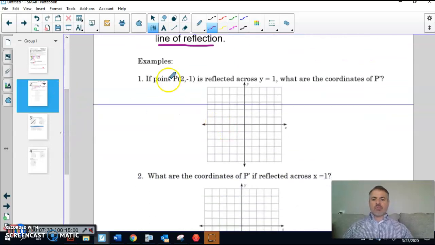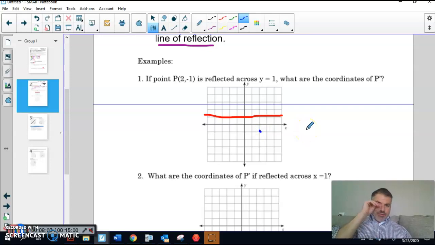So to illustrate that, I have a simple example down here. We need to take this pre-image point P, which is at (2, -1), and reflect it across y = 1. So y = 1, I quickly recognize that as a horizontal line crossing at 1, and so I'll draw it in right here. Let's draw it in red. So I'm going to draw reflected over y = 1. Let's find the actual point itself. Point P is at (2, -1). (2, -1) is right here.